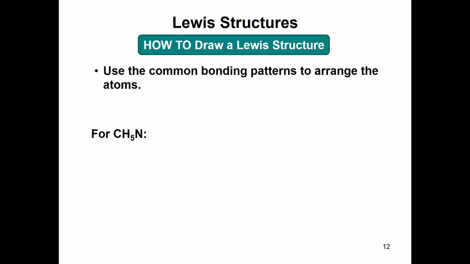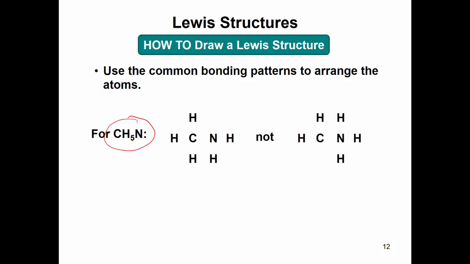So we're going to look at this formula here, CH5N. Right away I'm thinking, I have carbon. I know it wants to form 4 bonds. It likes to be central. I have 5 hydrogens, and I know that those want to be on the periphery. And then I have a nitrogen, and I know it forms 3 bonds and has a lone pair. And so I'm going to start thinking about how I would arrange this.